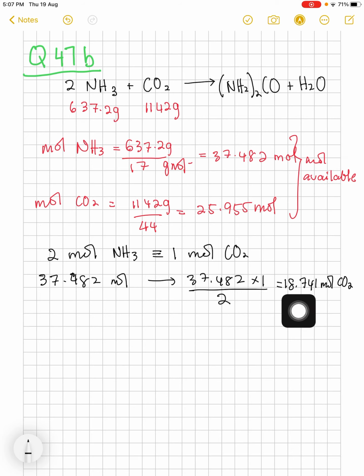Now let's compare. We need 18.741, then we have 25.955. That means the mole of CO2 that we have is more than the CO2 needed. That means CO2 is in excess. So since CO2 is in excess, ammonia is the limiting reactant.